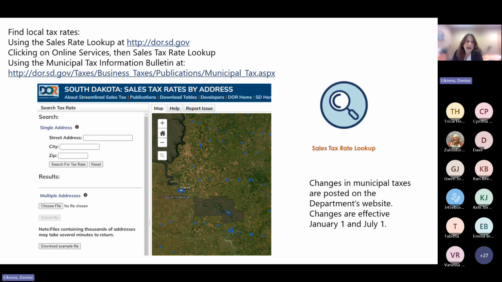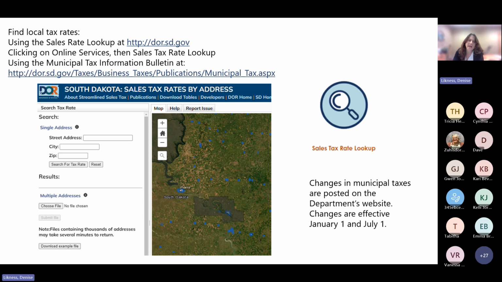Okay, this is the tax lookup or tax match that we talked about earlier. This is the website, or the link, that has it. And it will actually give you what the state and city tax amount is for the area that you're in. It's based on zip codes. But you can't just punch in your zip code alone.